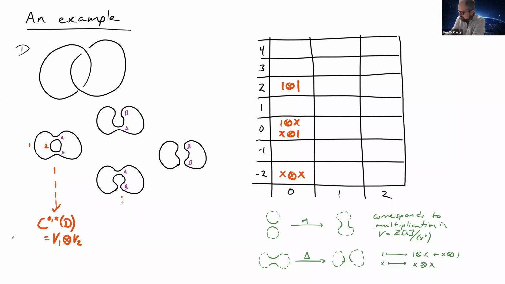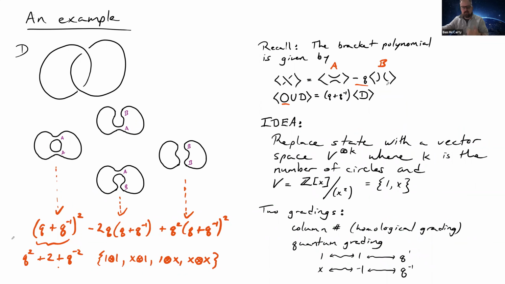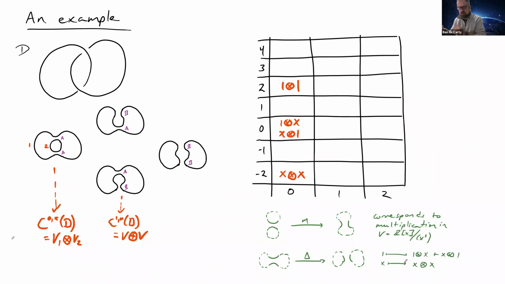Now for the middle column, for C1 star of D, that's just going to be V plus V. So if you remember, for every B smoothing that gets done, we pick up a factor of minus Q. And since the power of Q is giving us information about gradings of the elements, that's indicating that there needs to be a grading shift as we move from one column to the right. So X normally has grading minus 1, but with the grading shift accounted for, an X would go up here. And I've got 2 different states to account for.